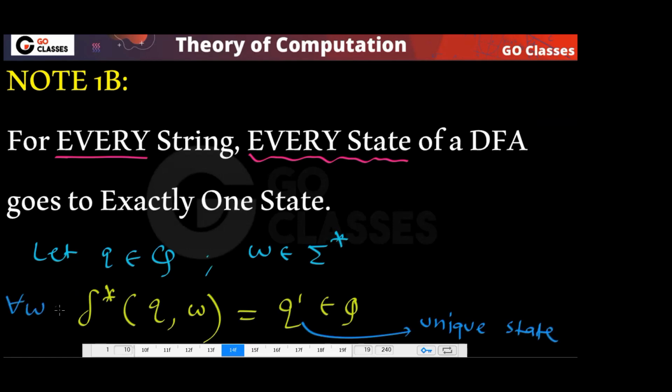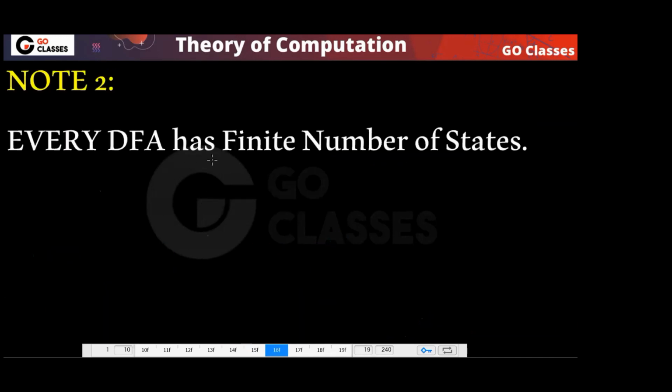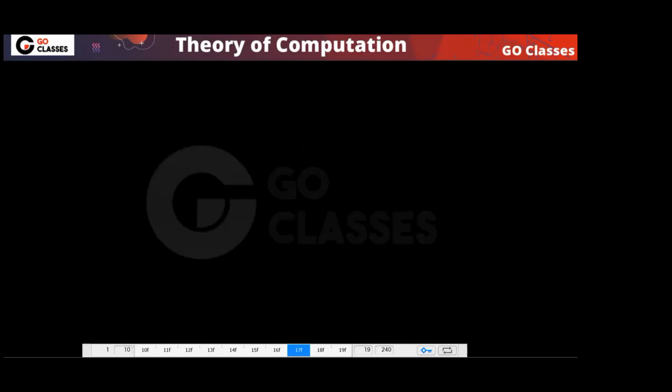So I can say for all w, this is going to happen. Correct or not? Yes, correct. So this is the idea. From every state, this will happen. What about this statement? Is it true? Every DFA has a finite number of states. Yes, every DFA has a finite number of states; you cannot have an infinite number of states.